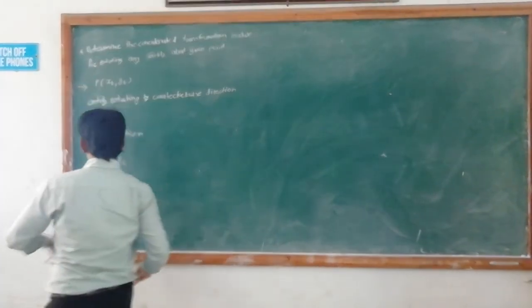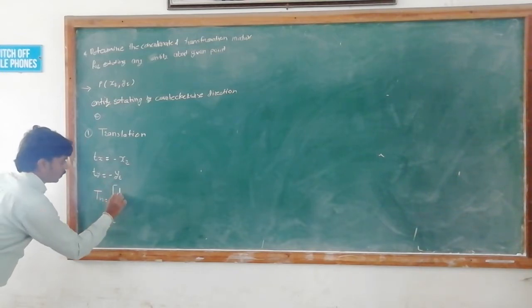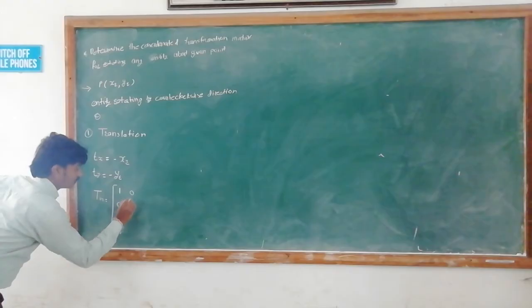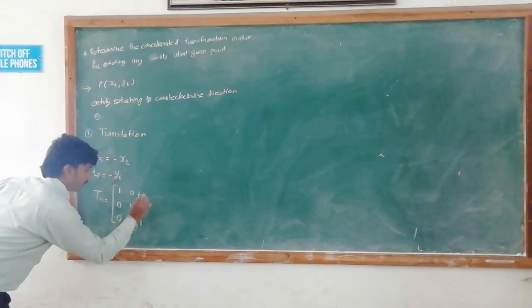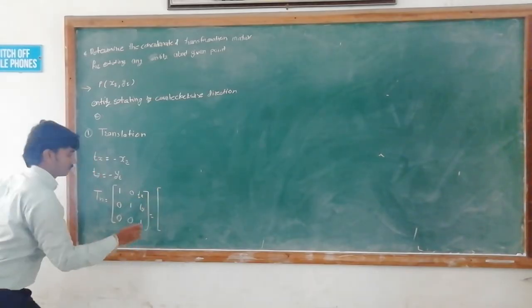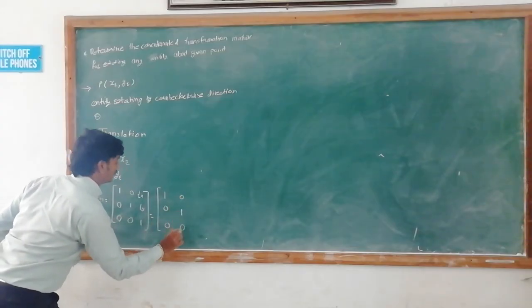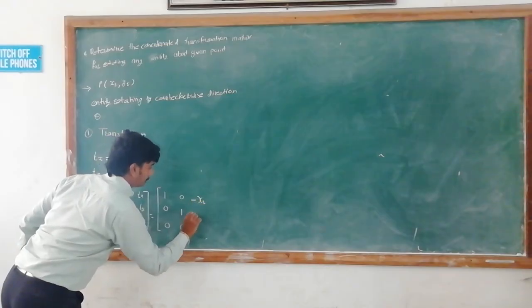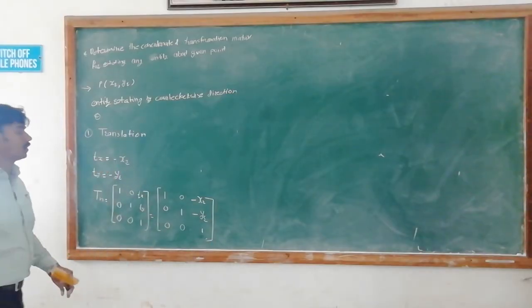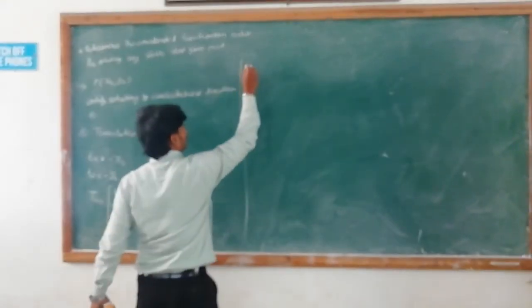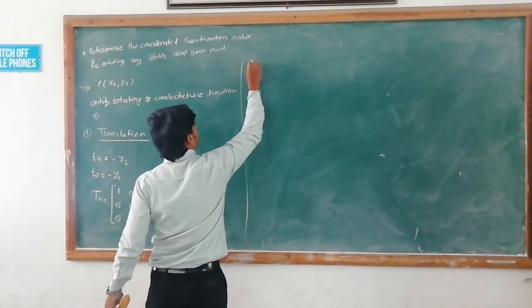Okay. So our translation matrix TH is equal to 1, 0, 0, 0, 1, 0, Tx, Ty, 1. So it is equal to 1, 0, 0, 0, 1, 0, minus Xr, minus Yr and 1. So this is our translation matrix. Now we have to find out the rotation angles. Our first step is translation. Second step is rotation.